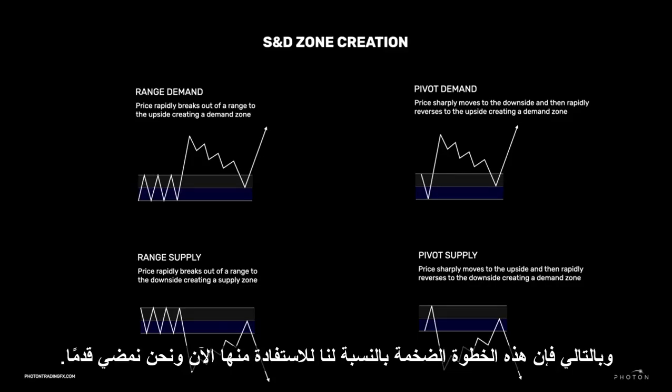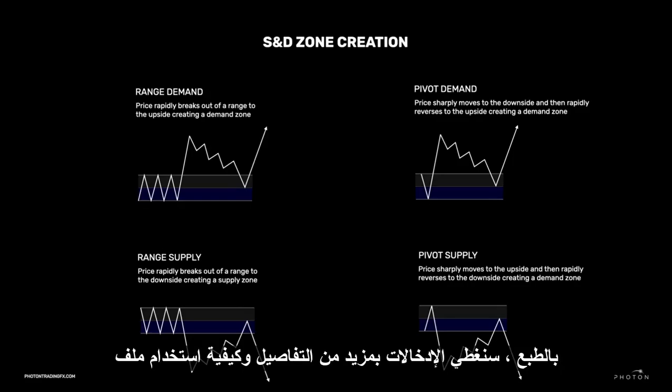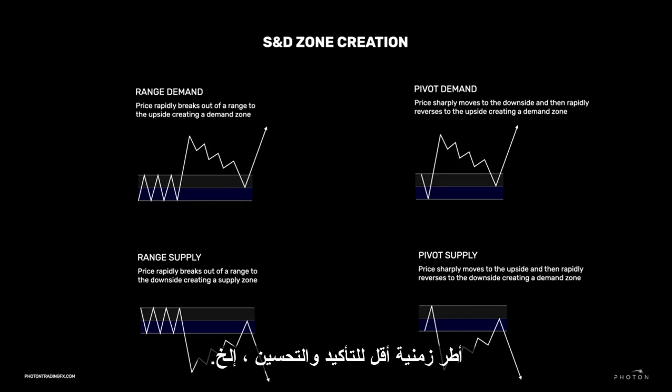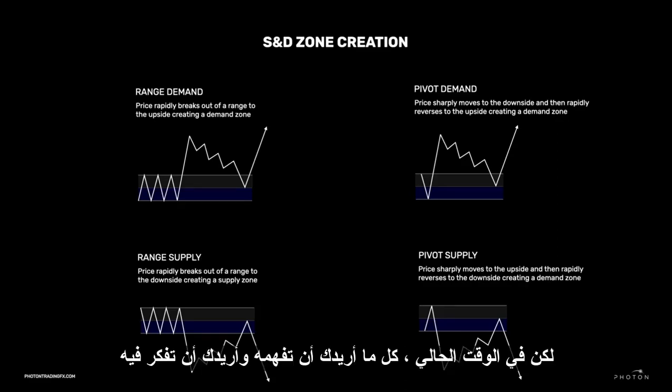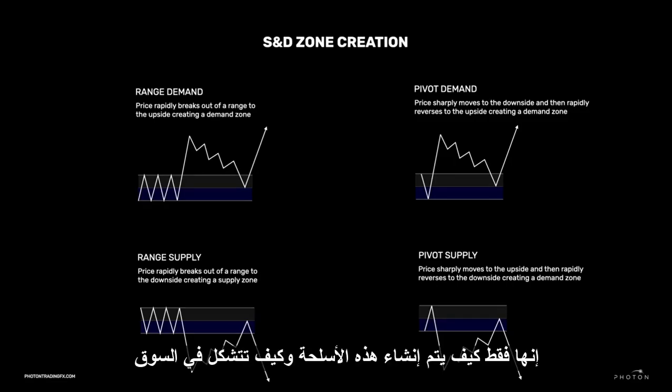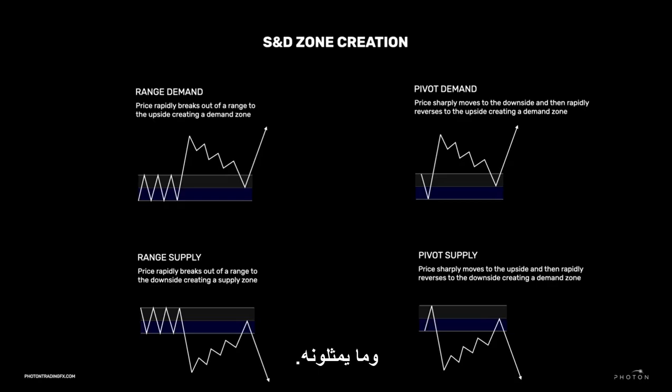Now, as we go on, of course, we will cover entries in a lot more detail and how we use the lower time frames for confirmation and refinement, etc. But for now, all I want you to understand and all I want you to think about is just how these zones are created and how they form in the market and what they represent. Because remember, all these zones are doing is they are visualizing the action of the order book, so that order flow, and that's the language of the market that we are essentially reading with candlesticks on our charts.